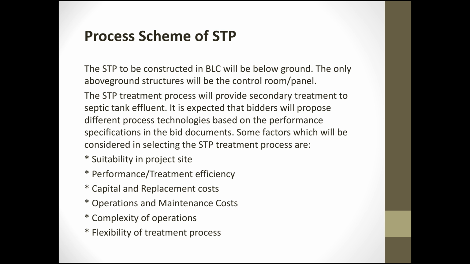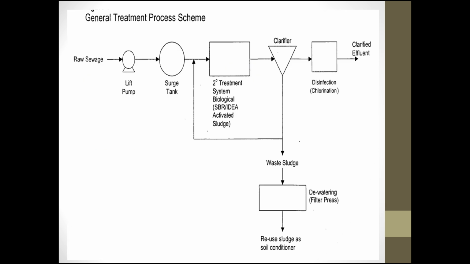Some factors which will be considered in selecting the STP treatment process are the suitability to the project site, performance, treatment efficiency, capital and replacement costs, operations and maintenance costs, flexibility of operation, and flexibility of treatment process. So here is the process scheme of this project: the raw sewage, lift pump, surge tank, the secondary treatment system, biological SBR, activated sludge, the clarifier, disinfection or chlorination, clarified effluent, wastewater sludge, and reuse of sludge as soil conditioner.